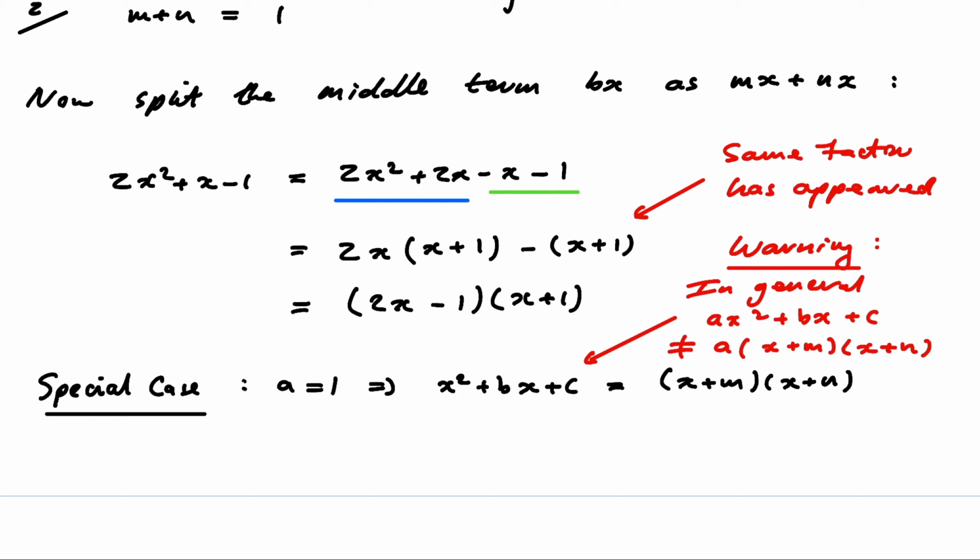Okay, so my general warning about this is it's elegant, but it does rely on spotting an m and an n. If you can't do this, you should use the systematic approach without question.